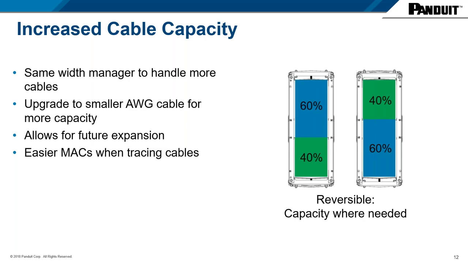Another nice benefit of this product is it is reversible. The capacity in the product is split 60-40 front and rear. If you need more capacity on the back side, you can mount it onto the rack that way. Or if you need the 60% on the front side, you can flip it and mount it in that direction as well. So it is reversible, nice versatility to the product.